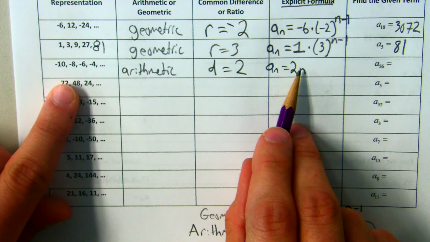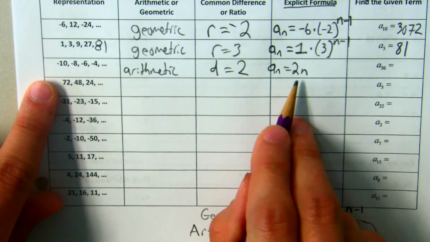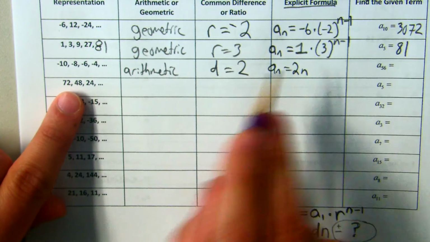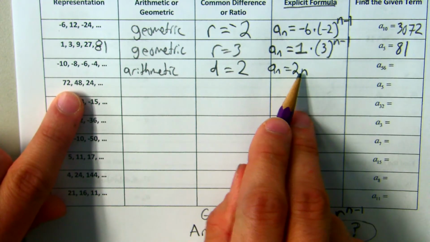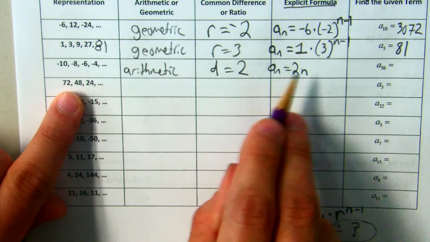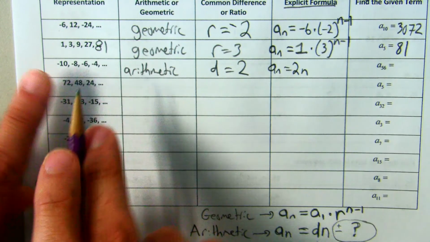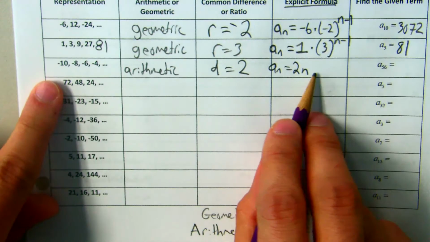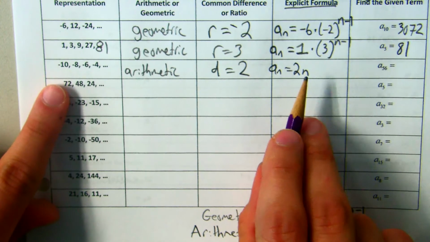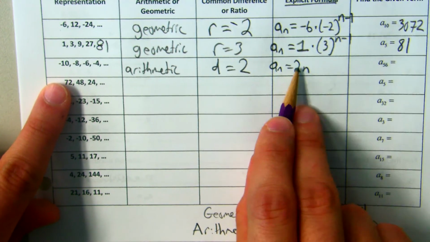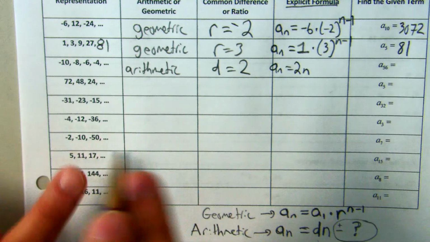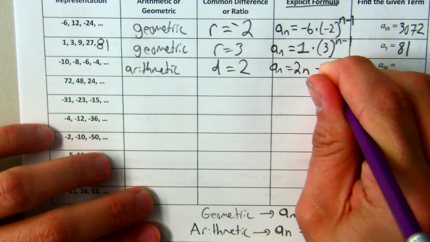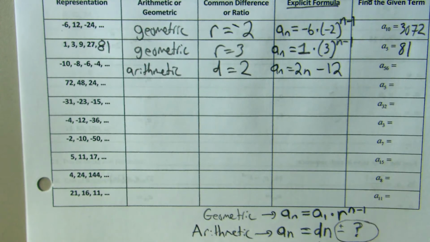If I plug in 1 for n, I get 2. If I plug in 2 for n, I get 4. If I plug in 3, I get 6. And if I plug in 4, I get 8. So all of those are off by the same amount. So you really only have to figure it out for the first one. If I plug in 1 for n, I get 2 right now, but it's supposed to be negative 10. So it is 12 off. So just subtract 12.